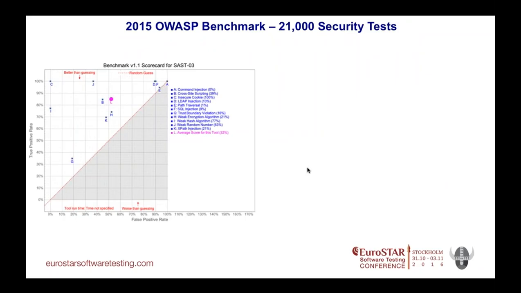OWASP, the Open Web Application Security Project, in 2015 created a new security testing benchmark. They created 21,000 security tests, and they ran pretty much all of the tools, both open source and commercial, against their benchmark. The commercial tools, they don't name them because the owners of those tools don't particularly want to be named. But this graph that I'm showing on the screen now was the best commercial tool.